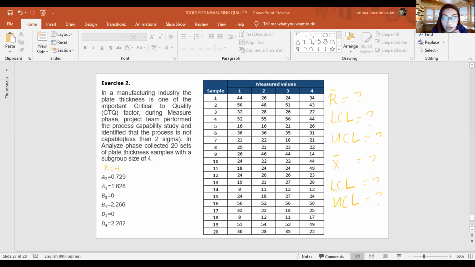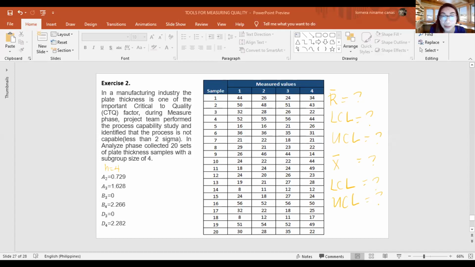4. 4. Okay. Question. In looking at the table of constants, what do we look at first? The sample or the observations? What? No, it's not both. It's not the sample, but it's the observation. Okay.